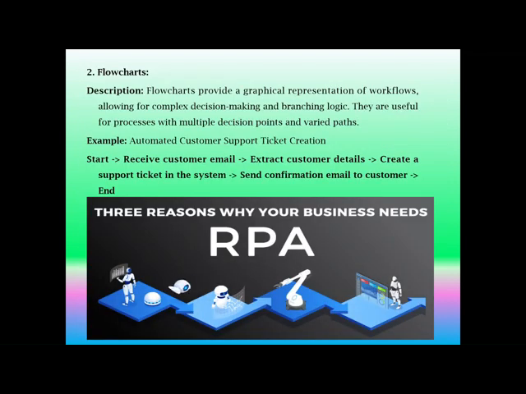The next one is flowcharts. Flowcharts provide a graphical representation of workflows, allowing for complex decision making and branching logic. In the earlier example of segregation of major-wise students, we can see the application of flowcharts. They are useful for processes with multiple decision points and varied paths. For example, automated customer support ticket creation. In that flowchart, we always have the start button and end button. Between the start button and end button, we can have the various tasks to be assigned, and those tasks will be segregated according to their varieties.